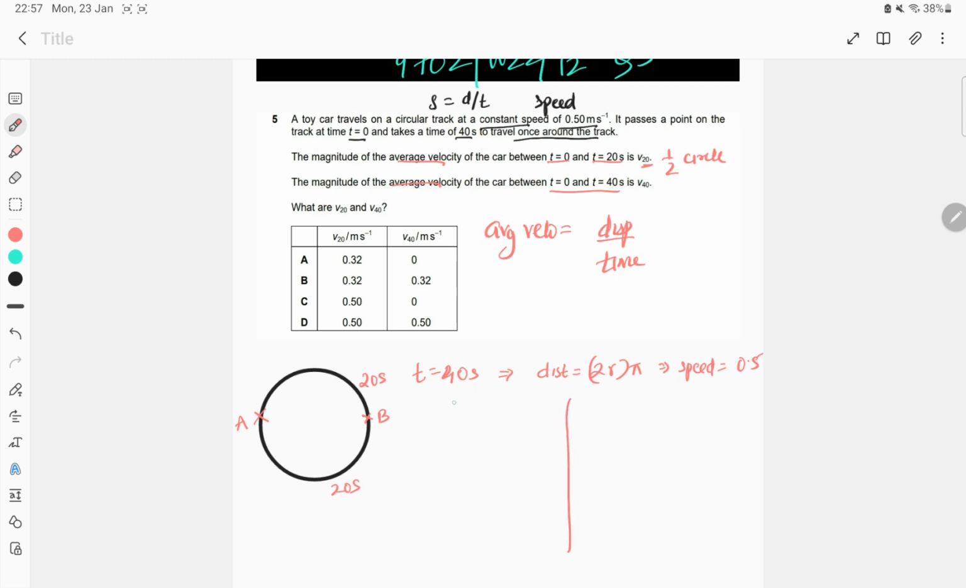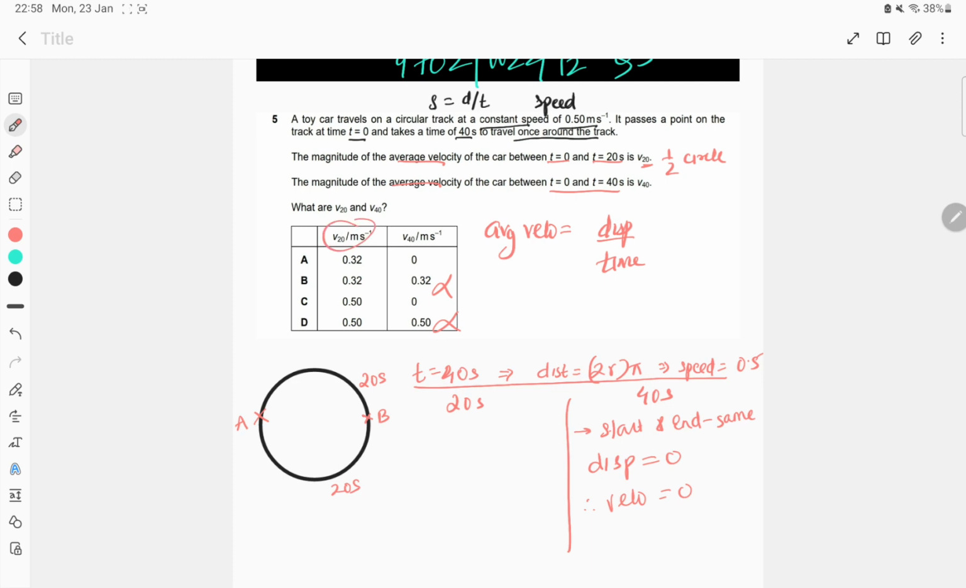So I divide this into two parts: the first 20 seconds, and the entire journey, which is 40 seconds. We'll go with the easy part first. For the entire journey of 40 seconds, my start and end points are the same, which means my total displacement is 0, which tells me that my velocity is 0. So my option has to be either A or C. B and D are out.